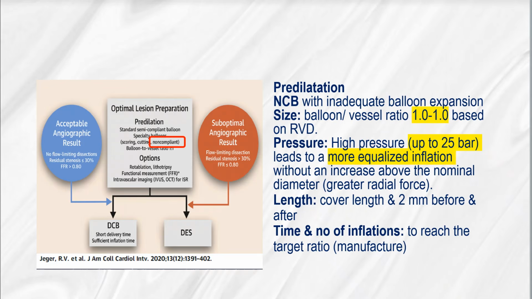This is followed by non-compliant balloon. Size is 1:1 ratio with higher pressure up to 25 atmospheres for more equalized inflation with greater radial force. Time and number of inflations to reach the target ratio is according to the manufacturer.